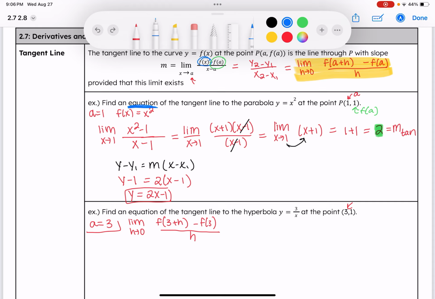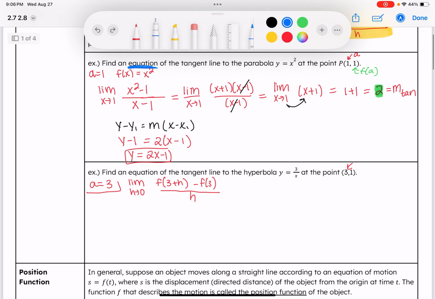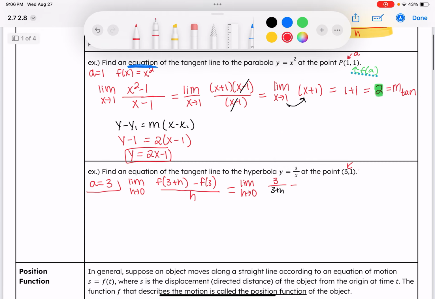And then from there, we are going to substitute in this 3 plus h, and we're going to substitute in our f of 3. So what that looks like: we have the limit as h approaches 0 of f of 3 plus h. Well, that means you're substituting 3 plus h wherever you have an x in your function. So instead of having 3 over x, I'm going to have 3 over 3 plus h minus f of 3. Well, f of 3 is your y value at 3, so that's 1, divided by h.